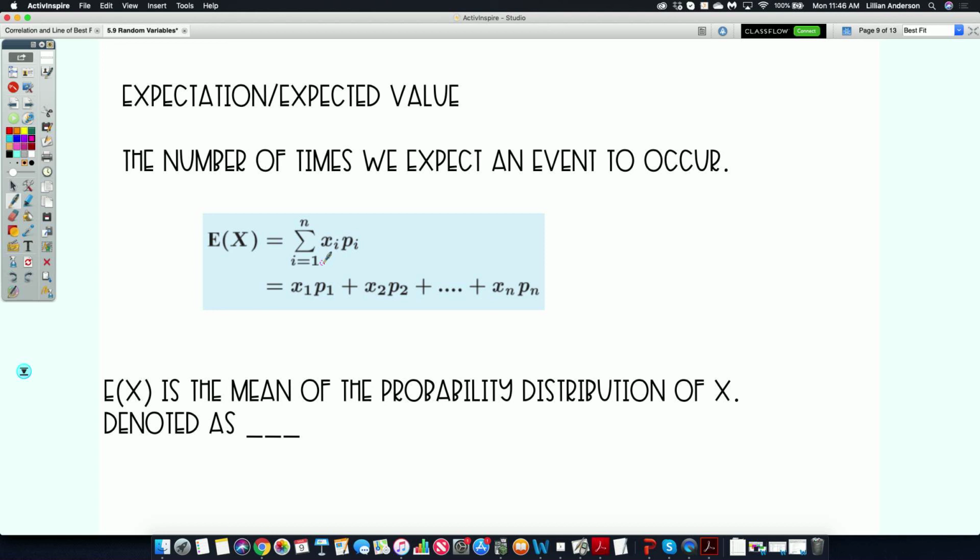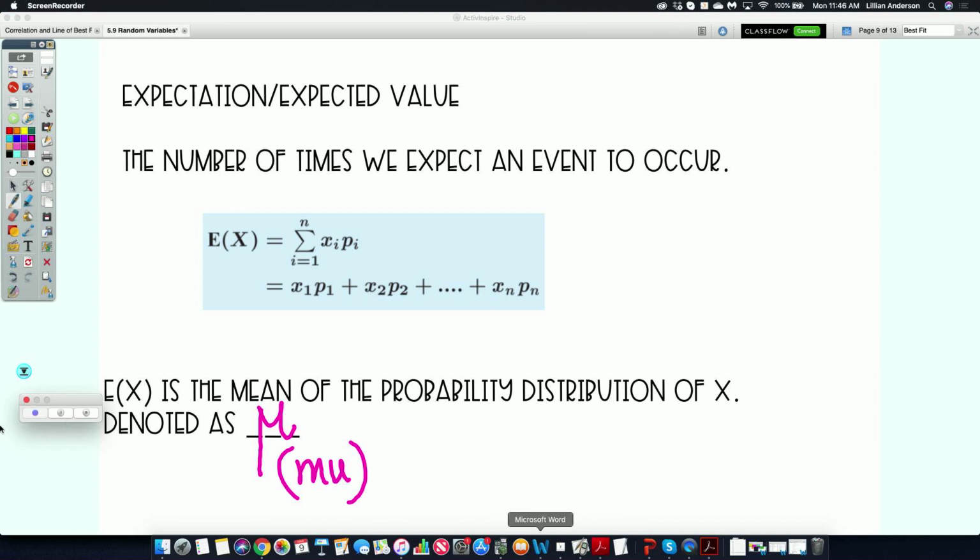Expectation is also known as the mean of the probability distribution, and it is denoted by the Greek letter mu. Did I show you that before? Yes. Okay. That's how it's spelled. The symbol is like a long-tailed M with a curl at the end.